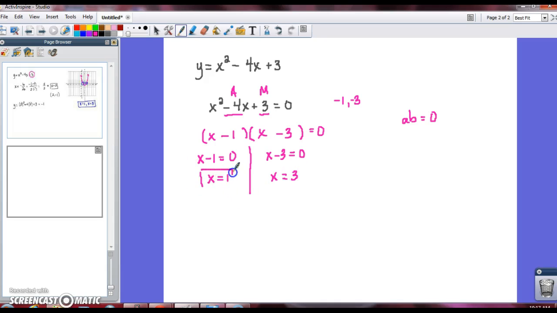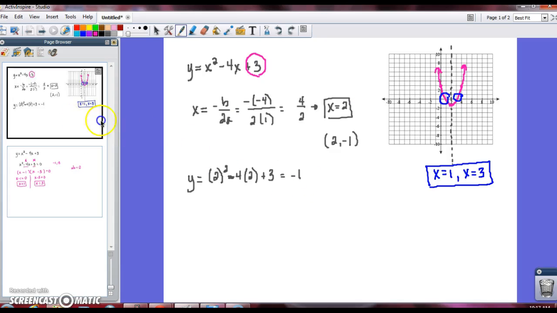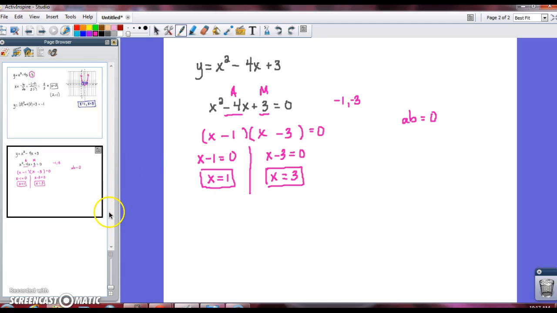And I get x equals 1 and x equals 3, which is the same exact thing I got up here when I solved it by graphing. So you should always get the same answer whether you're solving it by graphing or solving it by factoring.